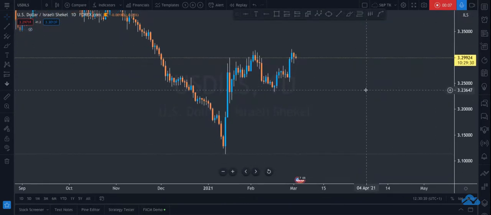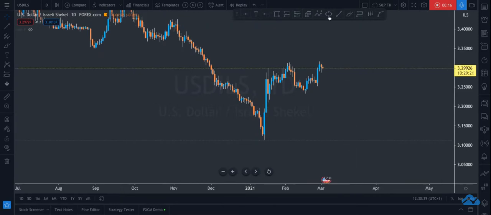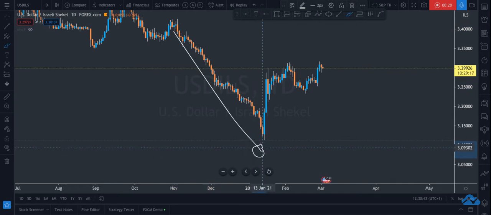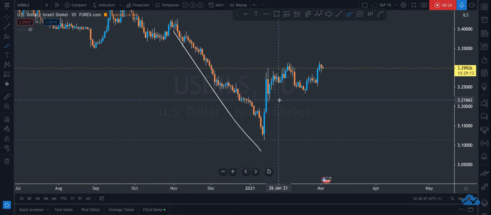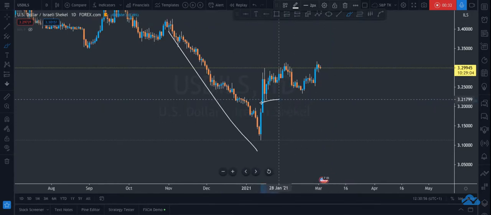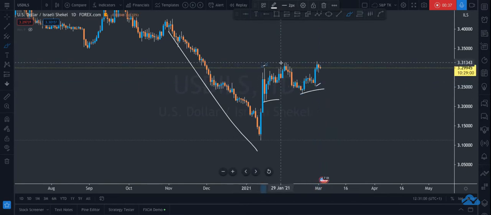Today I will show you this very interesting pattern on USD Israeli shekel. After a strong movement to the down, as you can see here, price finally gives us this very interesting impulse, which probably is the beginning of the uptrend, just confirmed from the higher lows and higher highs here.